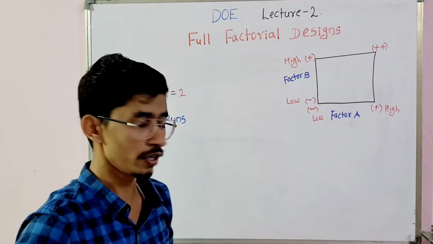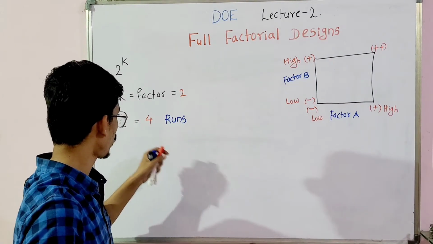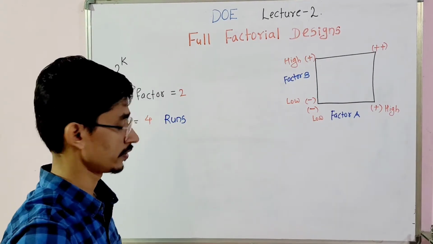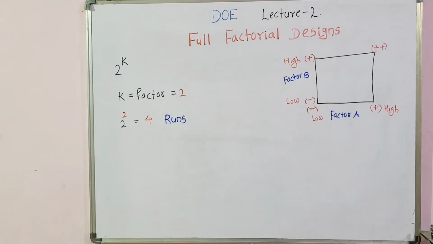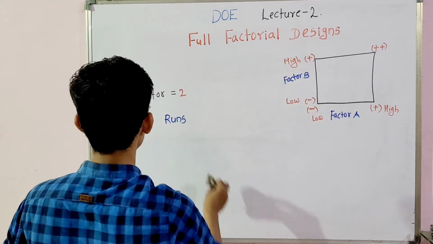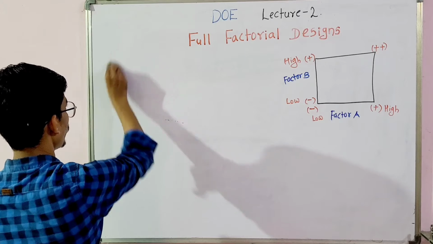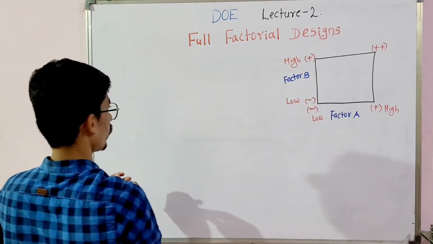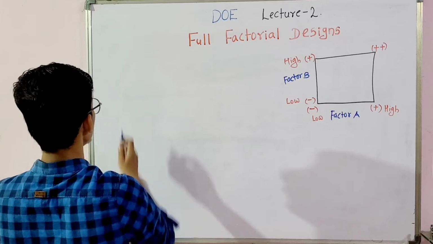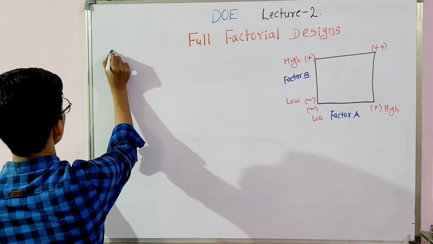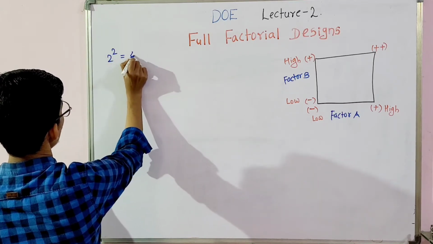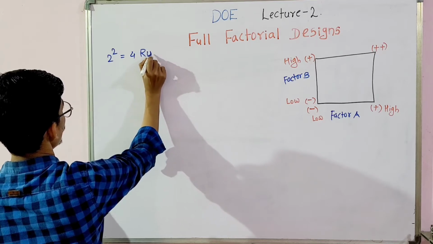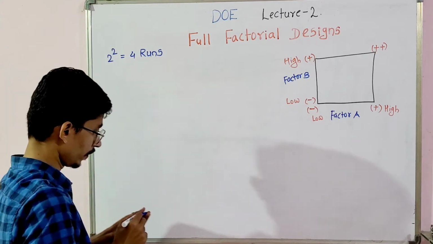Okay, now we'll have to introduce how we'll get 4 runs. That is the important thing over here. We need 4 runs. So I am writing over here how we'll get 4 runs. Look out here. 2 raised to 2 is equal to 4 runs, which we actually require. So look out here how we'll get 4 runs.